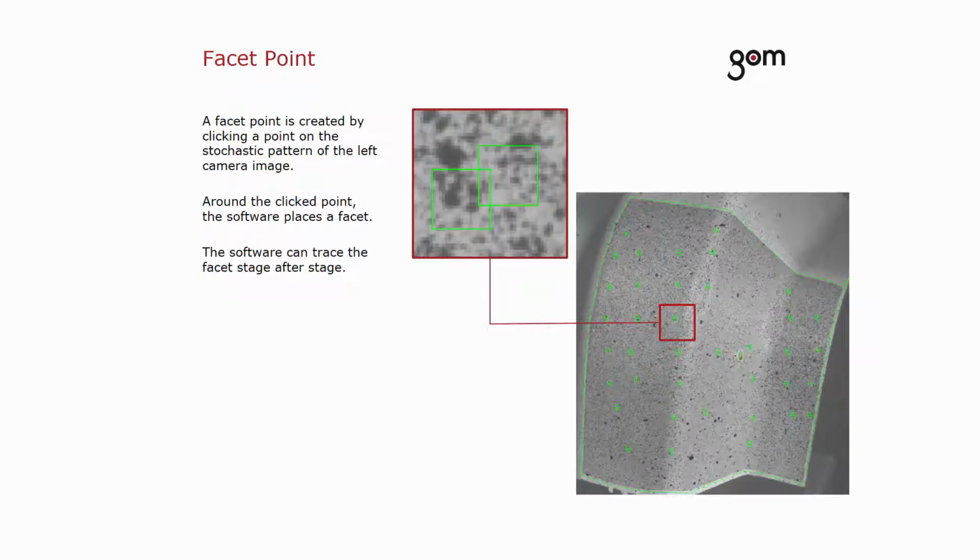To create an extensometer in the GOM Software 2016, you can start with a facet point. To create a facet point, click a point on the stochastic pattern of the left camera image. The software places a facet around the clicked point. In a stereo camera setup, the system identifies the facet of the left camera image in the stochastic pattern of the right camera image. The software can trace the facets stage after stage.